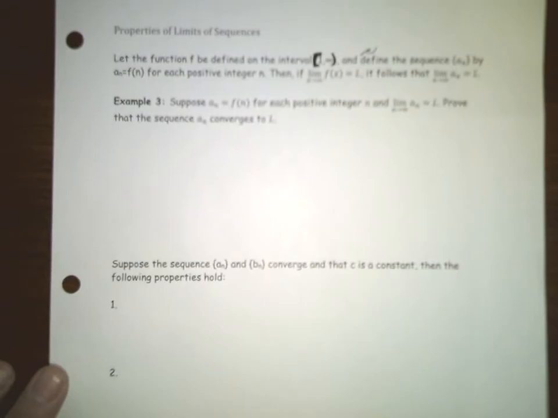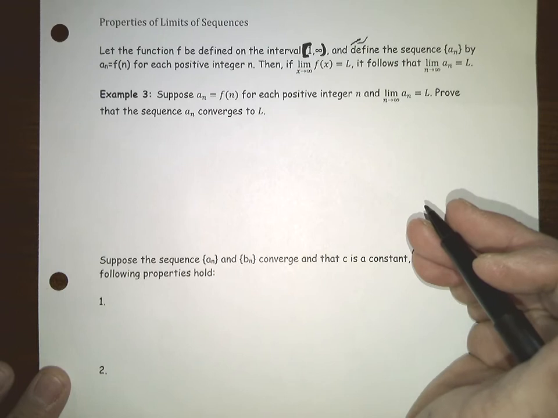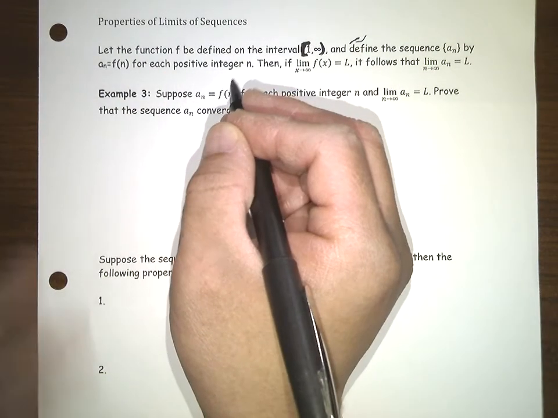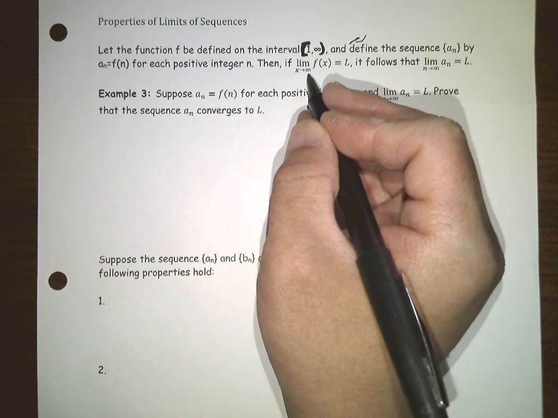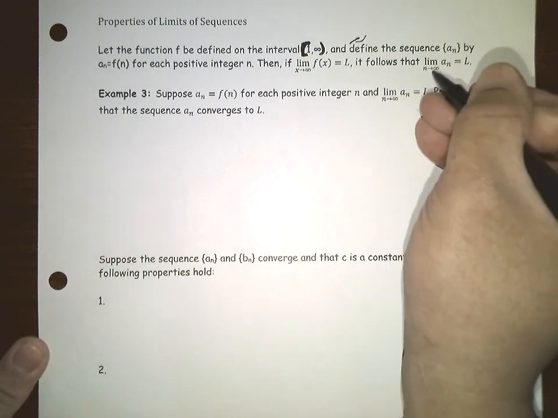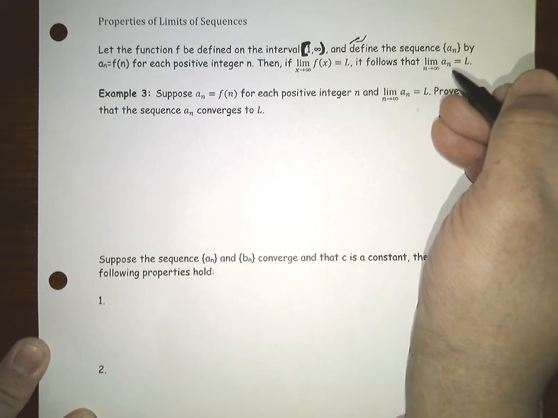But so, define the sequence a sub n by a n is f of n for each positive integer n. Then if the limit as x goes to infinity of f of x equals L, then it follows that the limit as n goes to infinity of a sub n is equal to L.